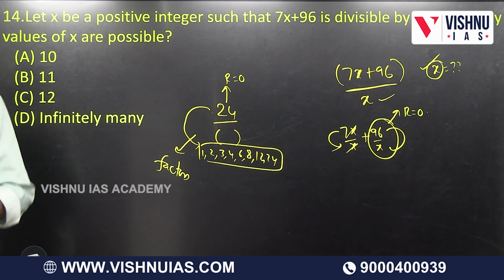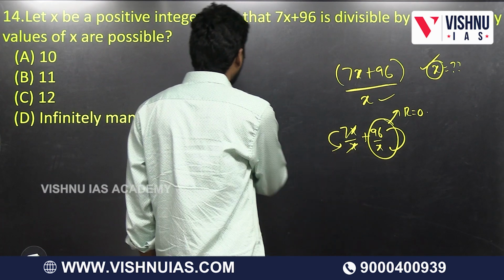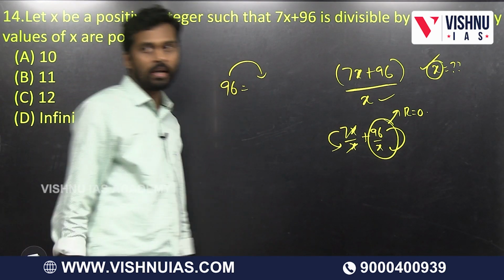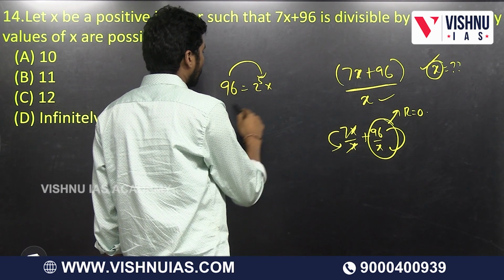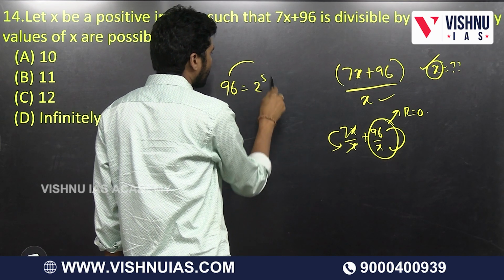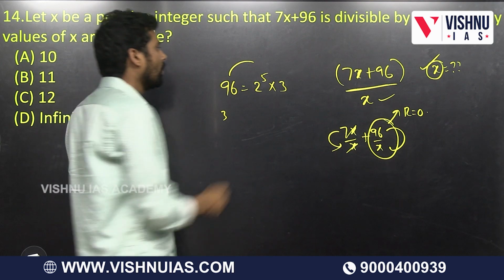Okay, so factors. How do you find out the factors of 96? Tell me, what is the first step? Write it as a product of prime numbers. So how do you write that? 2 power 5 is 32, and then 3. So 96 can be written as 2 power 5 into 3 power 1.